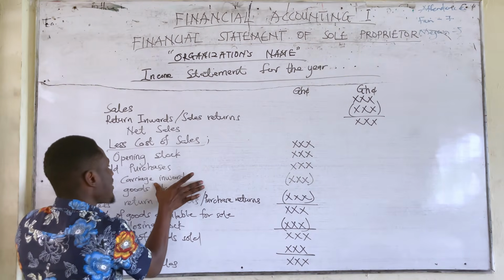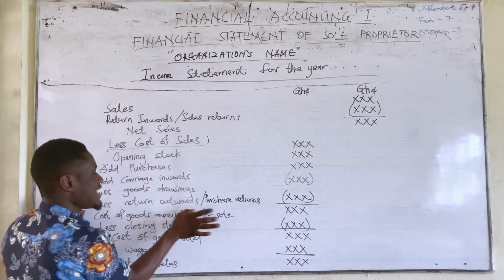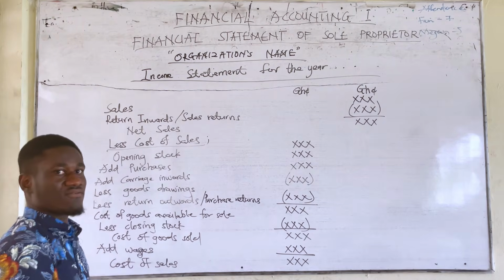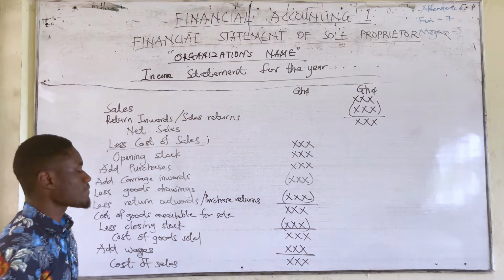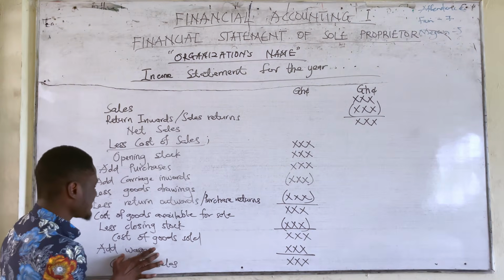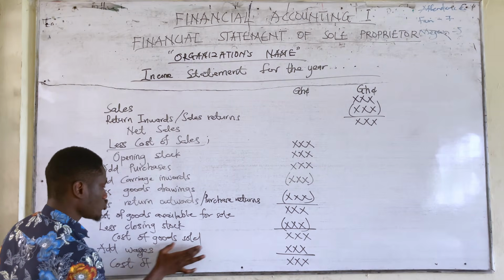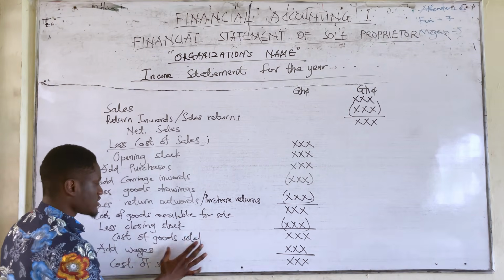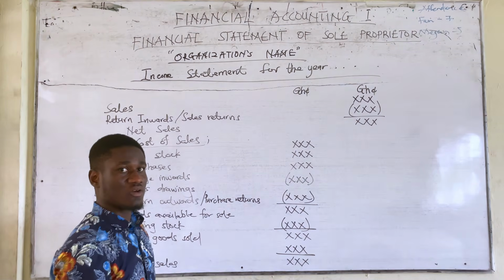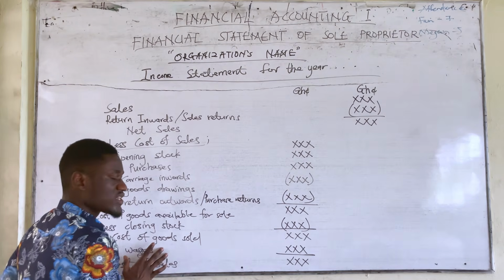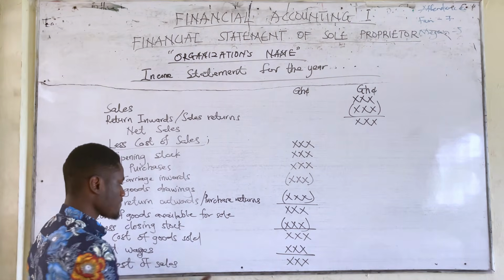But in the case there was no carriage inwards and there was goods drawings, I'll less the goods drawings from these two, then less returns outwards too. So just know the format. If you go and one of the items is not there, just jump. Okay, good. So you can go and there's no wages. If there's no wages, you end here because there's nothing to add to get cost of sales. If there's no wages, this cost of goods sold is what is going to be subtracted from the net sales. Do you get it? Good. So if there's no wages given to you in the question, when you get here, that's all for the cost of sales. You are done.